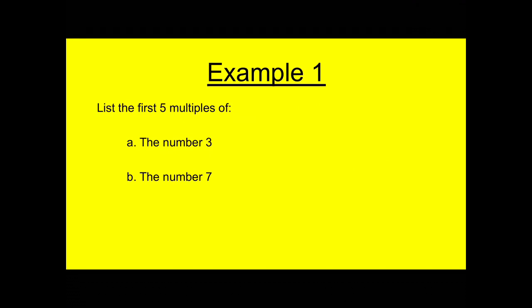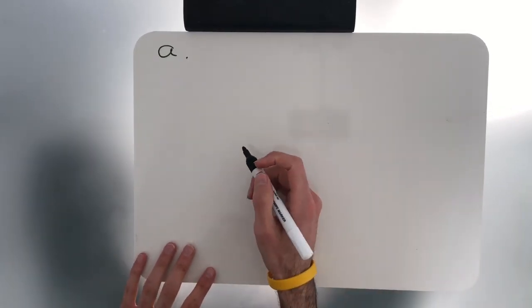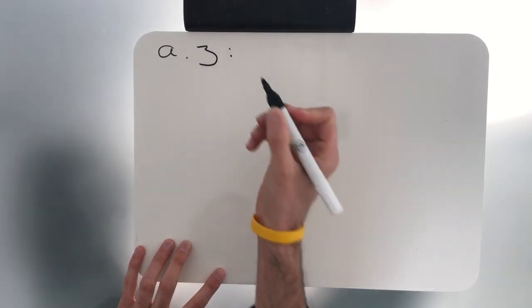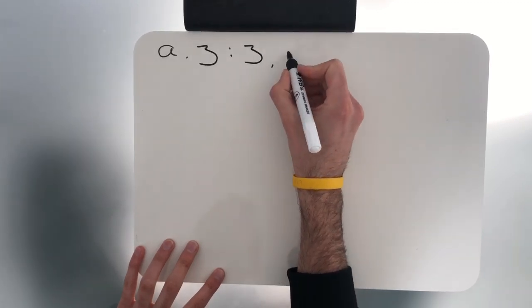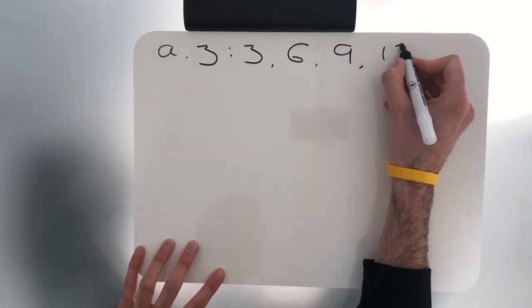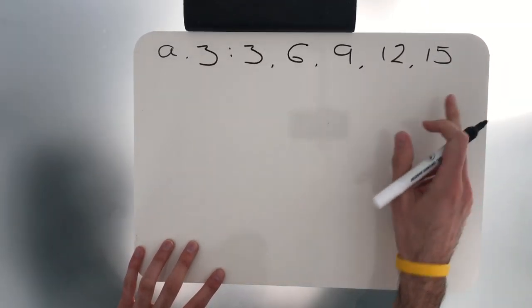Example 1. List the first 5 multiples of part A, the number 3, and part B, the number 7. Okay, so in example 1 we're looking for simply the first 5 multiples of the number 3. So, we've got the number 3 here, and we're just going to go through our multiplication tables. So, 3 multiplied by 1 is 3, then by 2 is 6, by 3 is 9, by 4 is 12, and by 5 is 15. And that's your first 5 multiples.